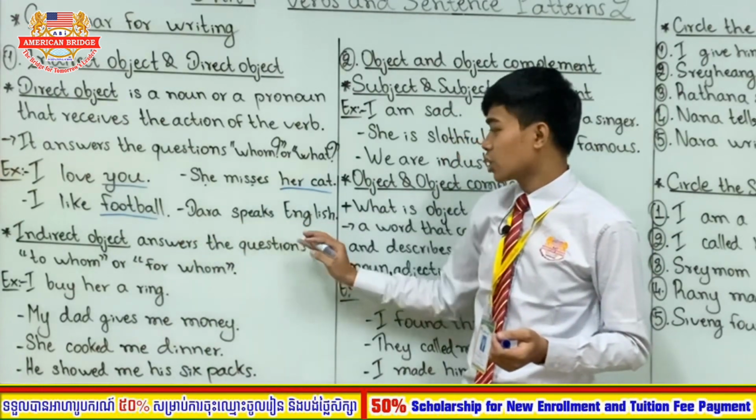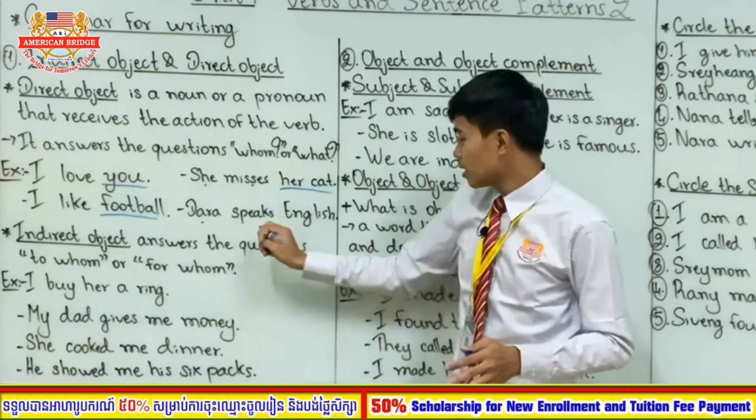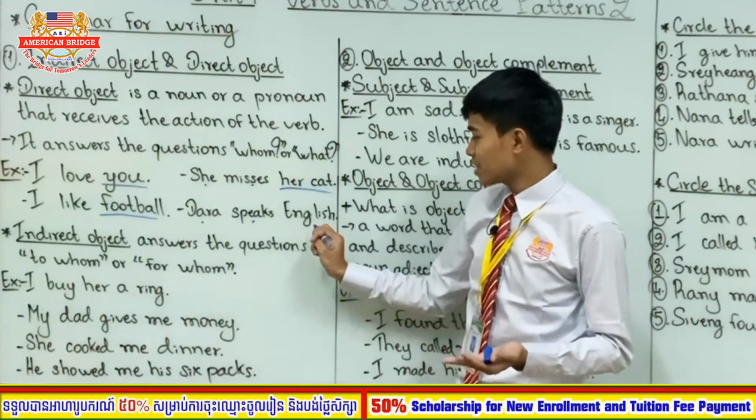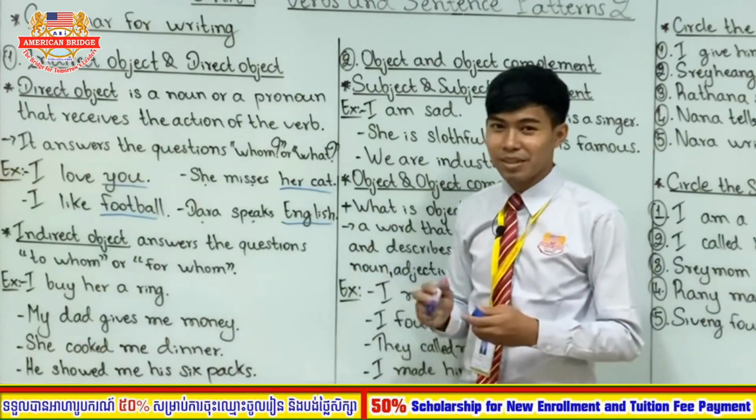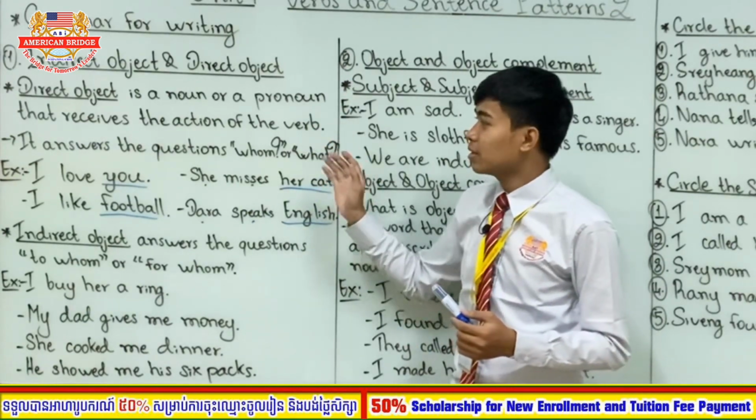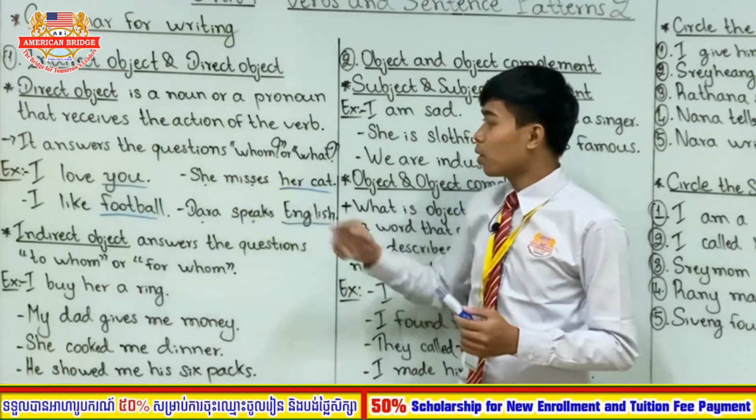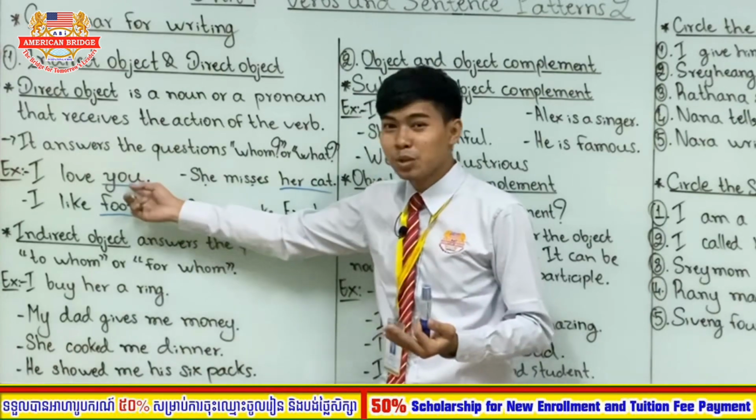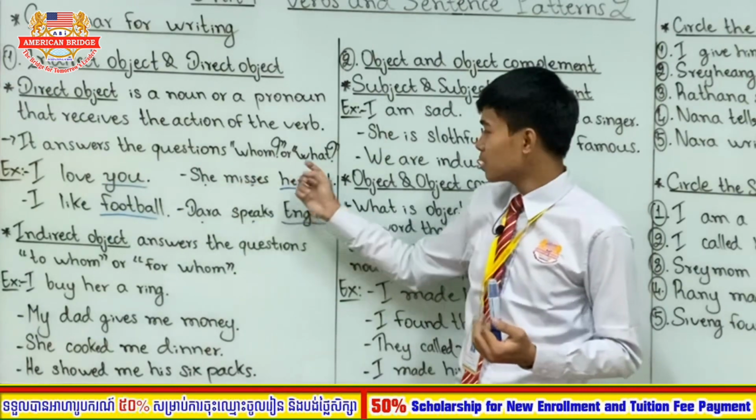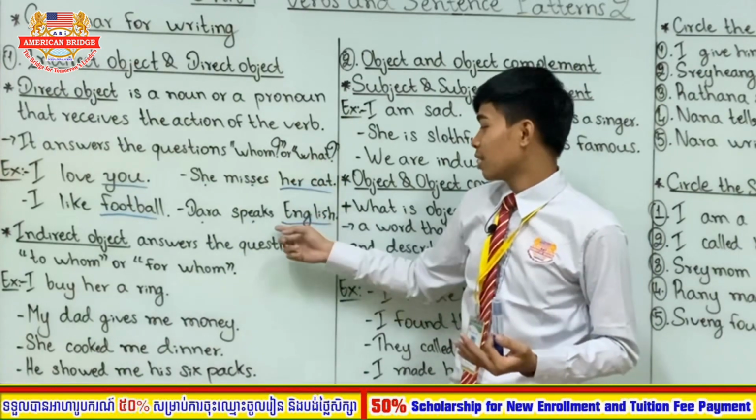Dara speaks English. Identify what is the subject. The subject is Dara, right? And the verb is speaks. He speaks what? He speaks English. So English is the direct object, right? Very easy. So direct object is a noun or a pronoun that receives the action of the verb, and it answers the questions whom or what. I love whom? I love you. I like what? I like football. She misses what? She misses her cat. Dara speaks what? He speaks English.